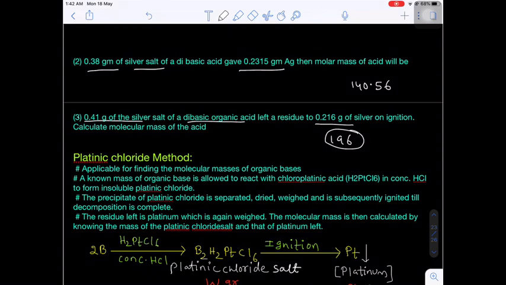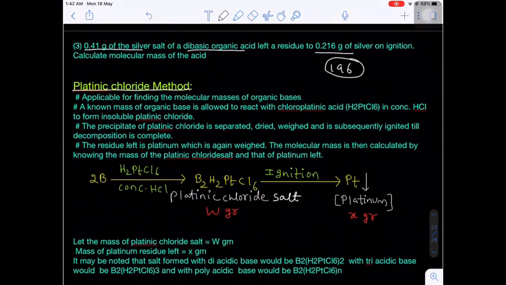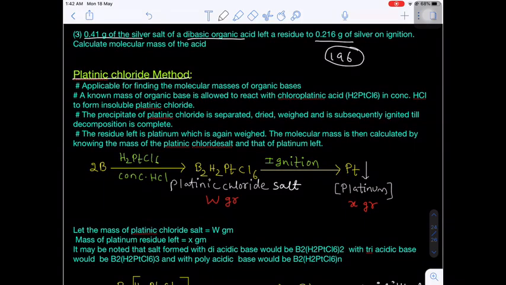Okay, now one more method is there, which is known as the platinic chloride method. This method is exclusively used to calculate the molar mass of organic bases only. Just like in the previous method, we calculated the molar mass of the organic acids, here we are going to calculate the molar mass of organic bases.